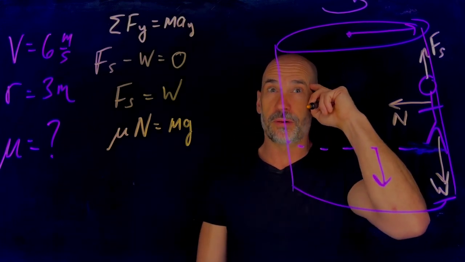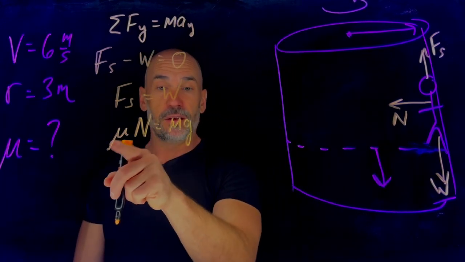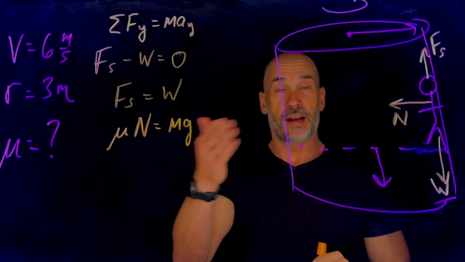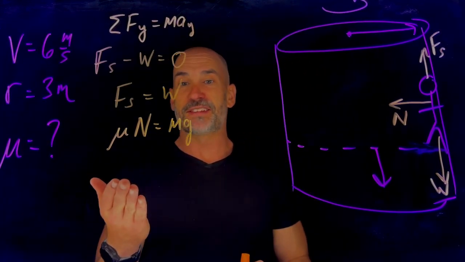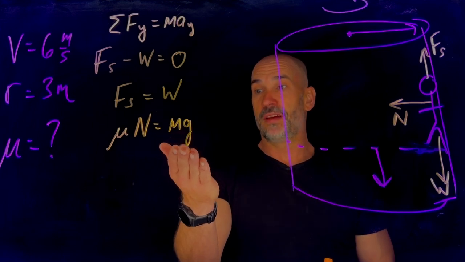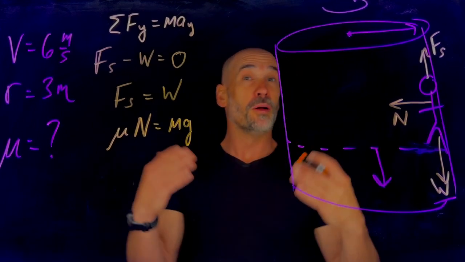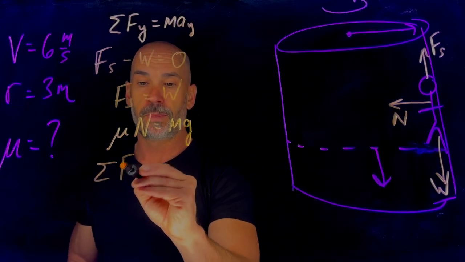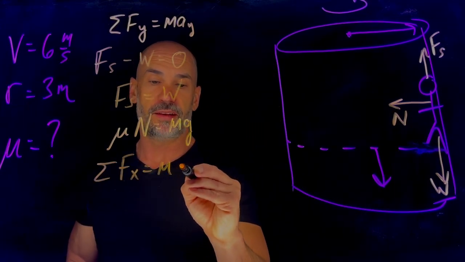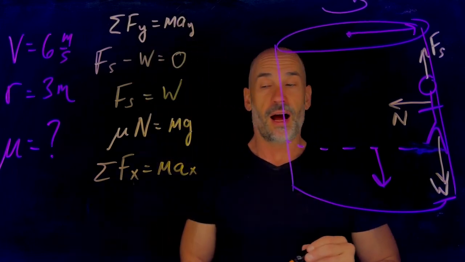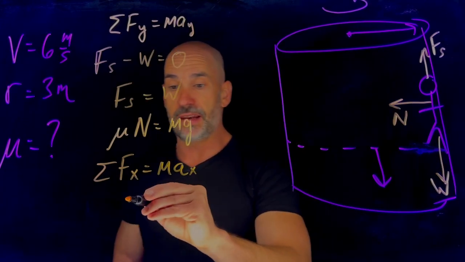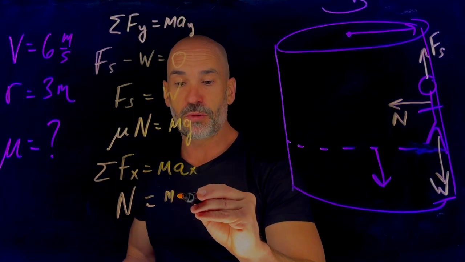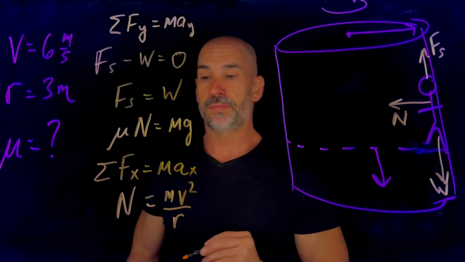Okay, now we're getting somewhere, right? Now we know that if we can somehow solve this equation for mu, then we can actually get our answer. All right, question is, we don't know mass, and we don't know what N is. How do we get it? Well, we're not done doing our Newton's law analysis. We also have a sum of forces in x, right? Sum of forces in x is equal to m a_x, right? Now there's only one force in the x direction, that's N, and because this is circular motion, our a_x is v squared over r, centripetal acceleration, okay?